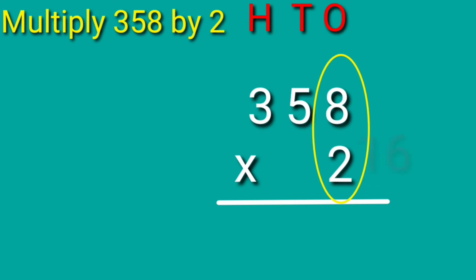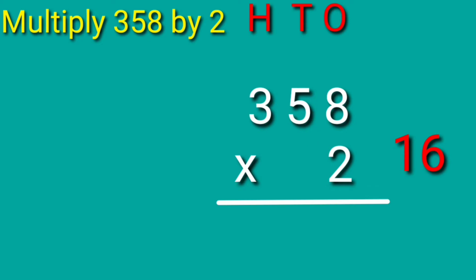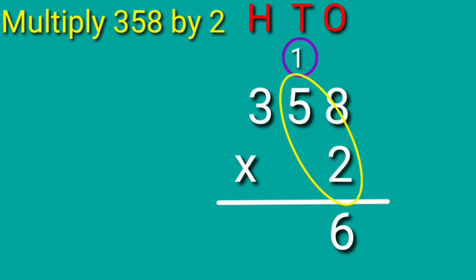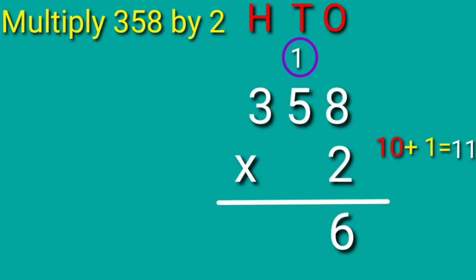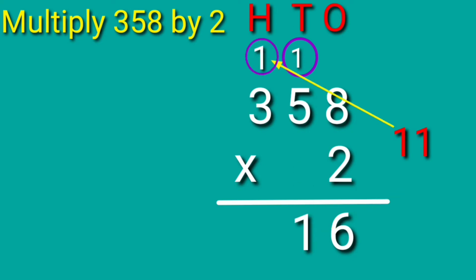8 twos are 16. We know the ones place can have only one digit. Here, this 16 means 1 ten plus 6 ones. Let us write this 6 in the ones place and carry over this 1 to the tens place. Then we multiply 5 tens by 2 ones. 5 twos are 10. 10 plus this carry over 1 equals 11. Now 11 tens means 1 hundred plus 1 ten. Now let us write this 1 in the tens place and carry over this 1 to the hundreds place.